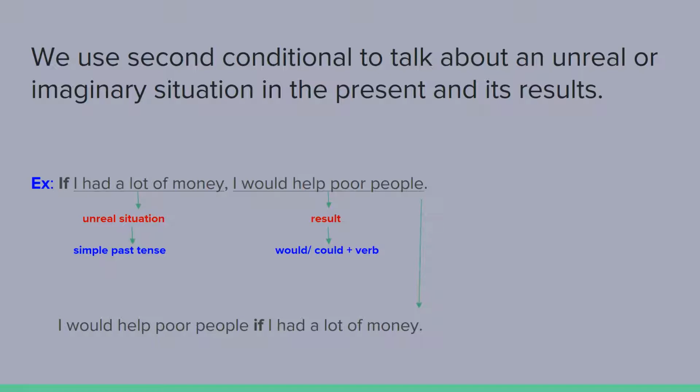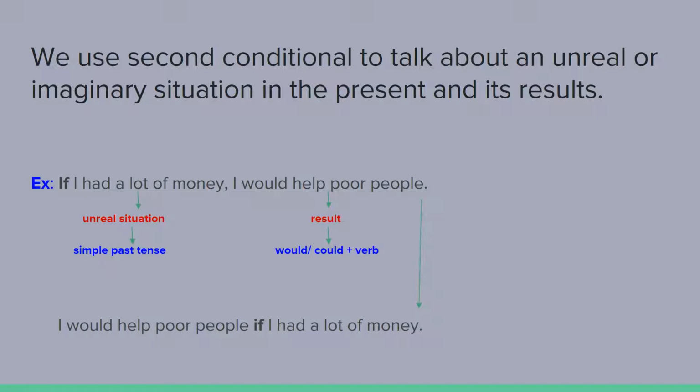If I had a lot of money is an unreal situation because right now, in the present, I don't have a lot of money. But if I had, I would help poor people. I would help poor people would be the result of the unreal situation. As you can see, in second conditional, in the situation sentence, we use the verb in simple past tense form. And in the results section, we use the verb as would or could plus verb.